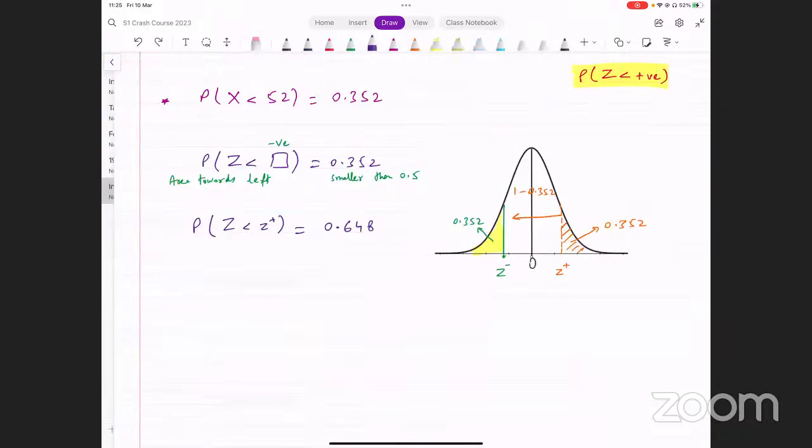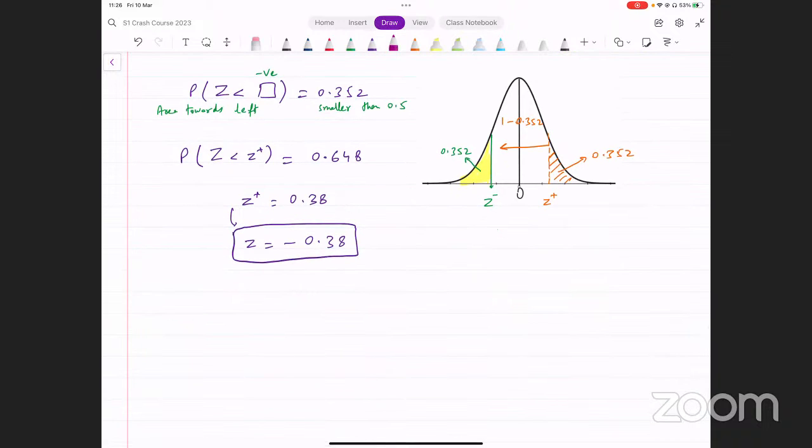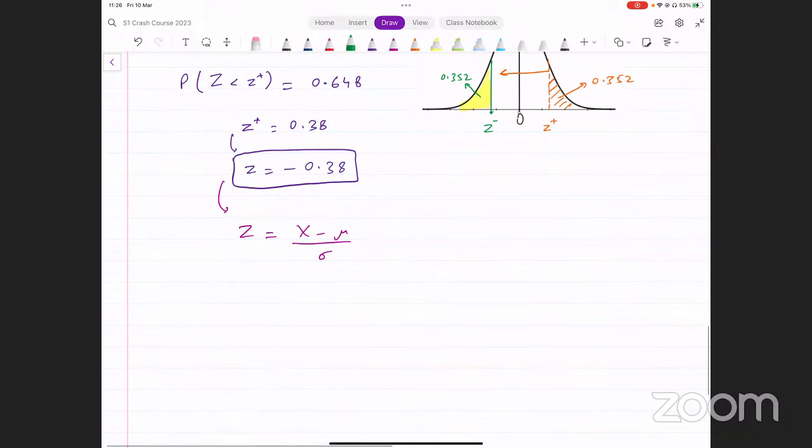We say the positive value of z is coming out to be 0.38. However, z was actually supposed to be negative. So z equals minus 0.38. The actual value of z was negative. So the value of z that we get therefore is minus 0.38. Now we input this value in the formula for whatever you have to calculate. Z equals x minus mu over sigma. Input the value of z here, which is minus 0.38. And whatever is the unknown, you can figure that out using this equation.